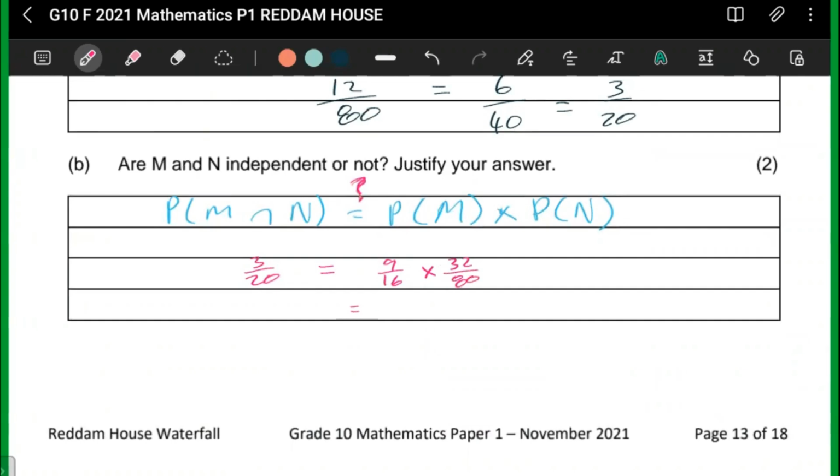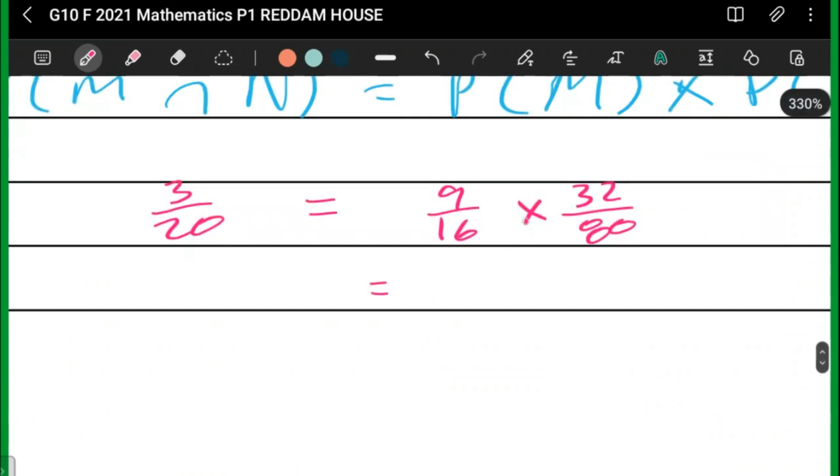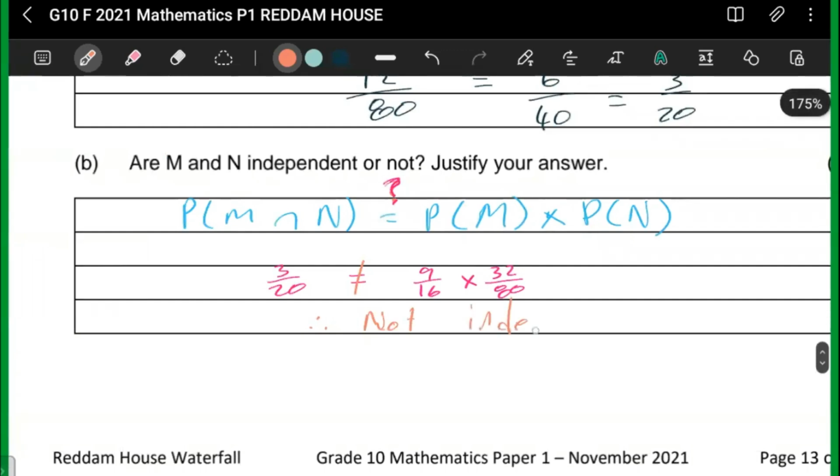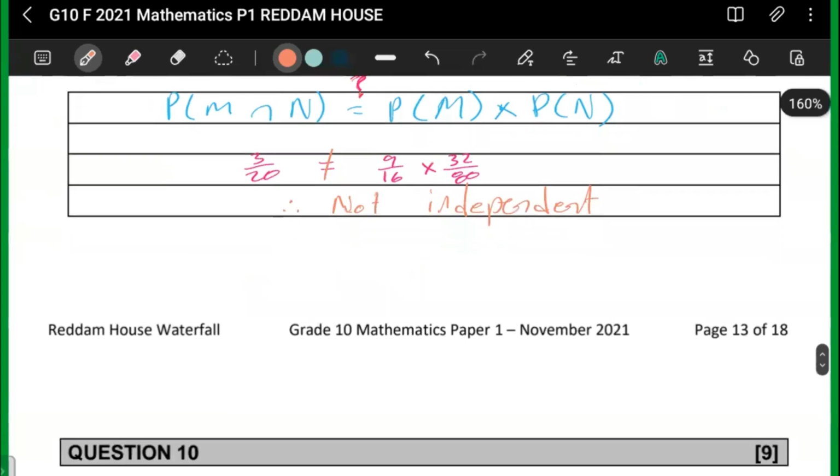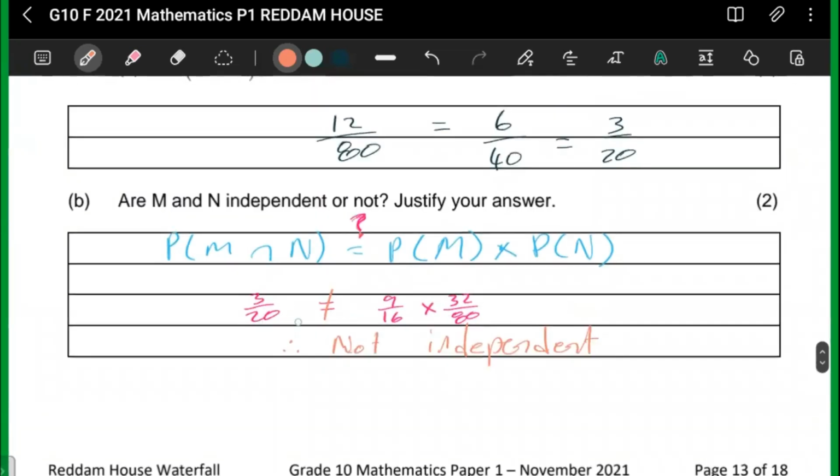So in your calculator, you want to test it out and see if it balances out. If it does not balance out, it's not independent. So clearly it doesn't look like it's going to balance out. In your calculator, these don't balance out. So here you can say, therefore, not independent. There we go. Fantastic. So since these events are not independent, you can just move on to the next question, because if they're independent, these have to balance out.